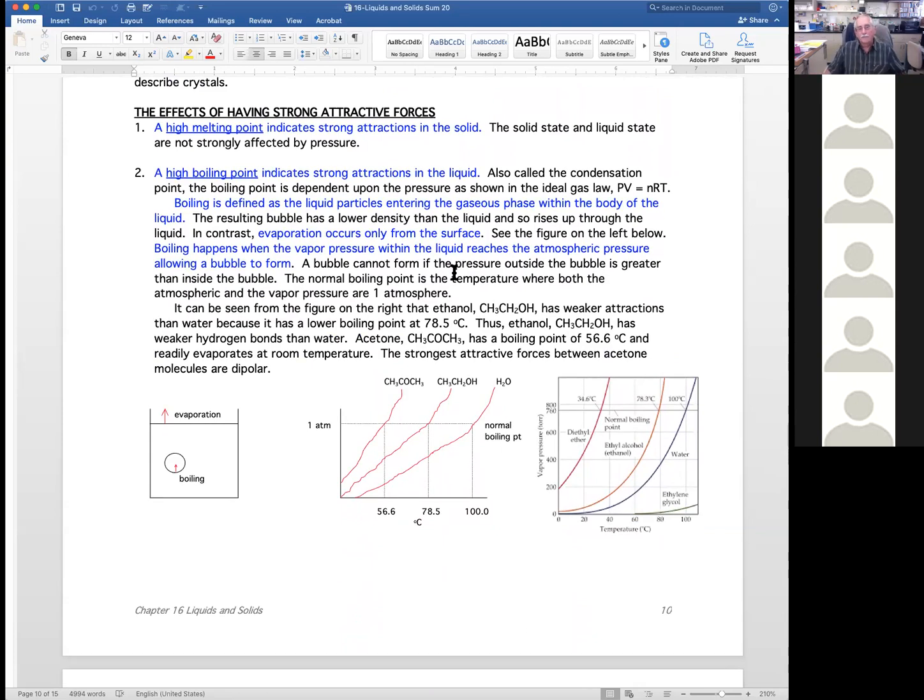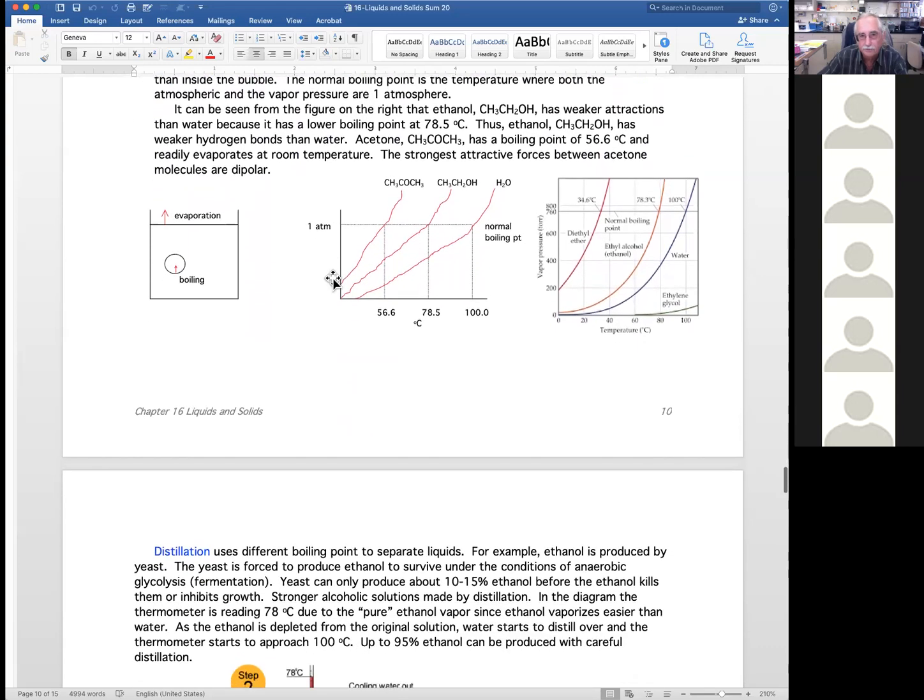So now, what about attractive forces? What are the effects of having strong attractive forces? Well, one, you're going to have a high melting point, right? You're going to have a high boiling point. And now I need to make sure that you know the difference between boiling and evaporation, because both of those processes are going from the liquid to the gaseous state.